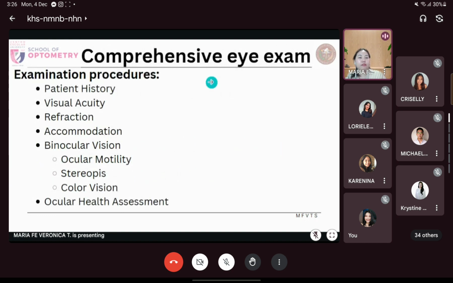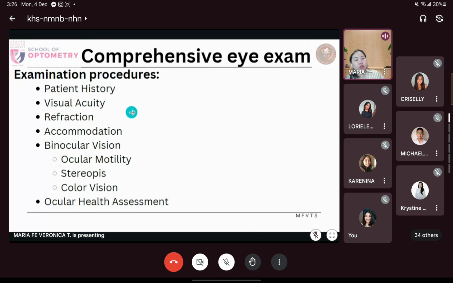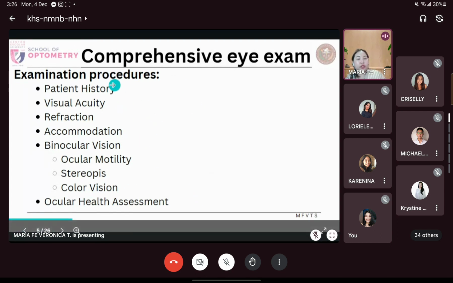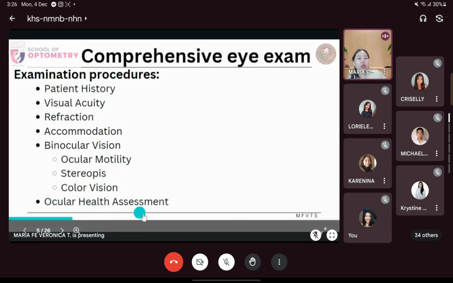This is an example of the list of procedures na ginagawa natin sa comprehensive eye exam. If you're familiar with our case record na nasa VECC, ito lahat yung ginagawa natin. We do the patient history, the VA, refraction, accommodation, BV, ocular health. These are all catered to an adult patient. Pero kahit catered yan to an adult patient, all these examinations are still possible when it comes to a pediatric patient. Pero syempre, modified version lang tayo.